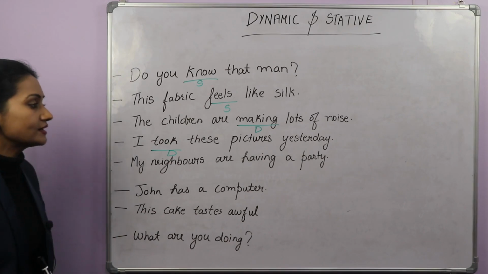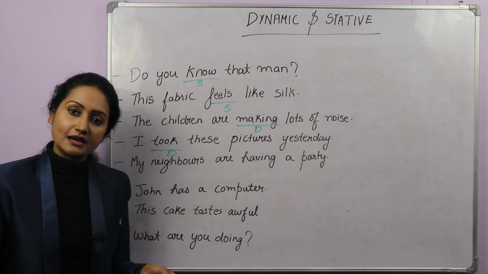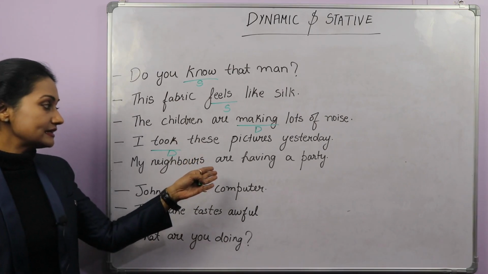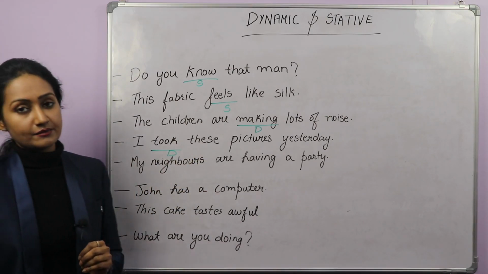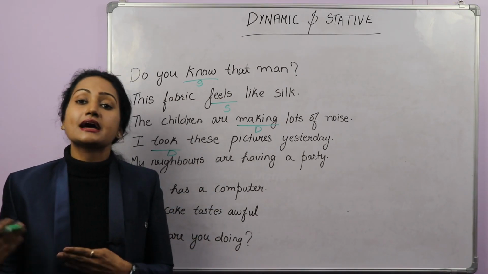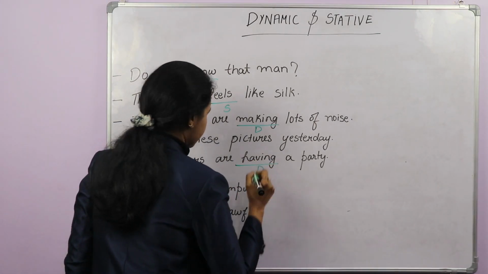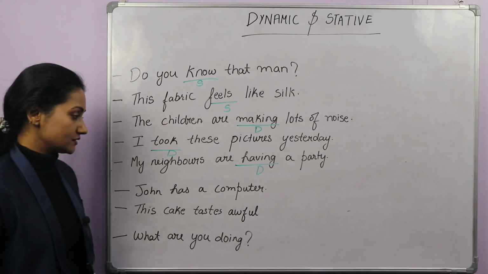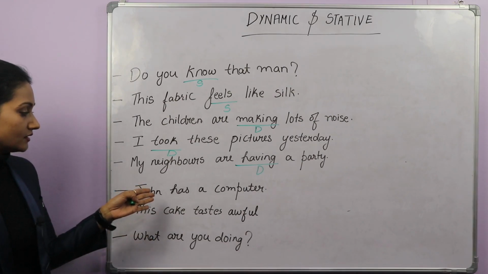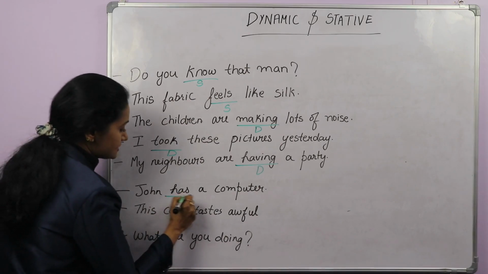My neighbors are having a party. So have is a verb which is sometimes dynamic and sometimes stative depending upon the sentence. But here in this sentence, this is a dynamic verb because neighbors are having a party. So here having is showing an activity, an action. That's why it is dynamic. John has a computer. So the verb is has and it is showing a state, a possession, so that's why it is not showing an action, that's why it is a stative verb.